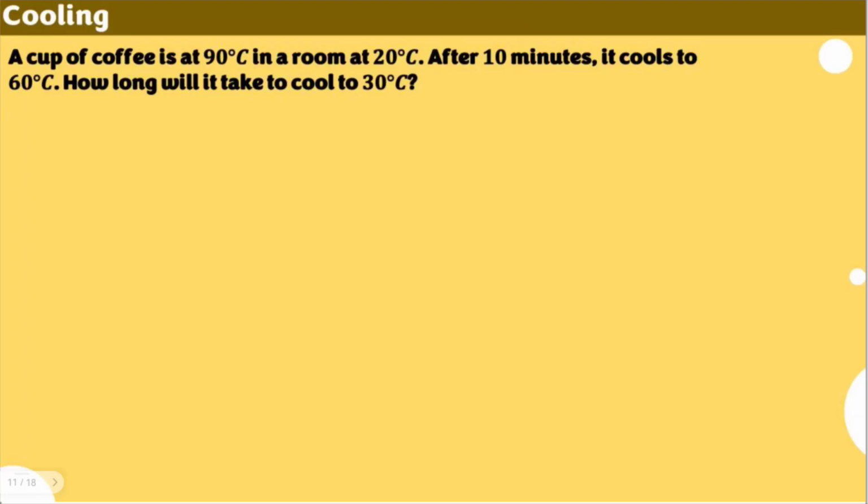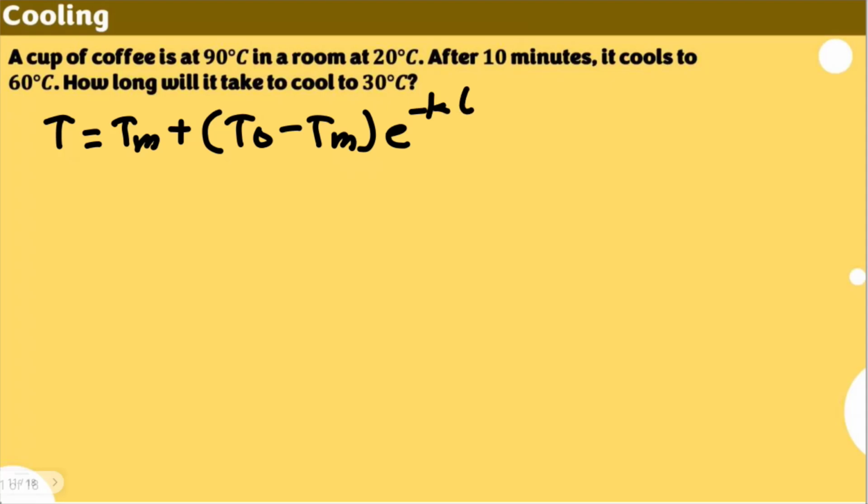Unlike the previous video where we were just asked about the temperature after 2 hours, please review that video as well. This time, we need to solve for the time needed to cool the 90 degree Celsius coffee under the ambient temperature of 20 degrees Celsius, where after 10 minutes, it cooled down to 60 degrees Celsius. We're going to use the formula for the cooling. T of t is equal to T sub m plus T sub 0 minus T sub m times e to the power of negative k t.